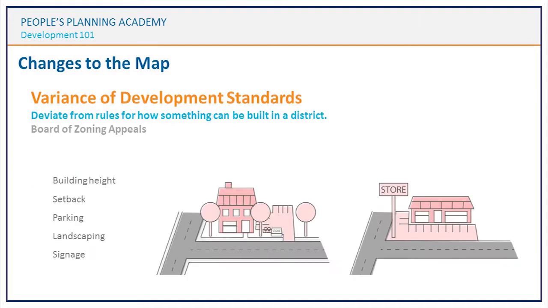All right, so let's discuss the variances of development standards. A variance of development standards petition would be necessary when a property owner wants to build something that does not meet the standards of the zoning ordinance related to how something can be built in a district. As a reminder, the Board of Zoning Appeals makes the final decision regarding variances. As an example, in one class we talked about how everything in this illustration is impacted by zoning. So changes to development standards could include the building height, the setback, parking, landscaping, signage, and a lot more.